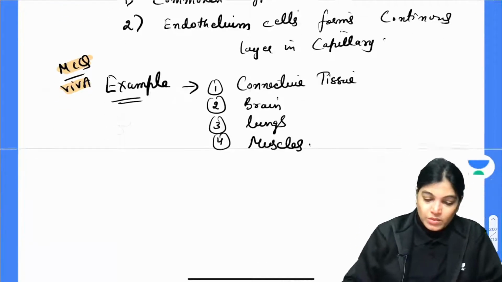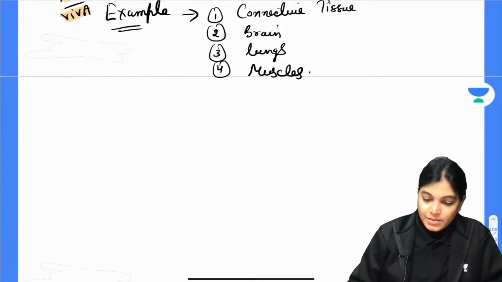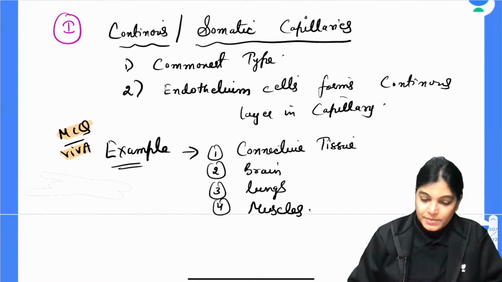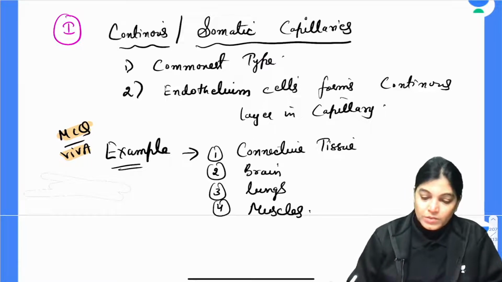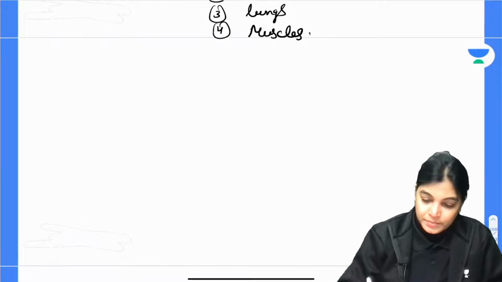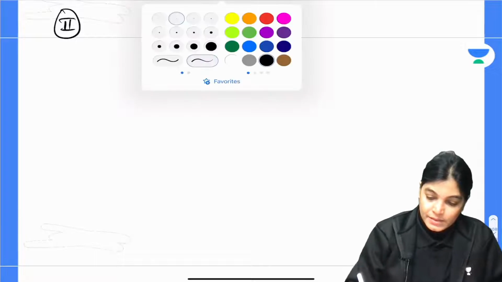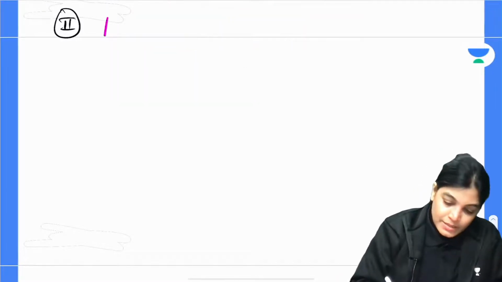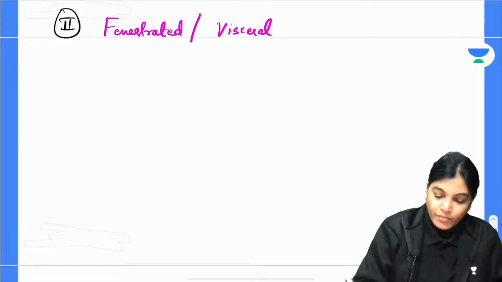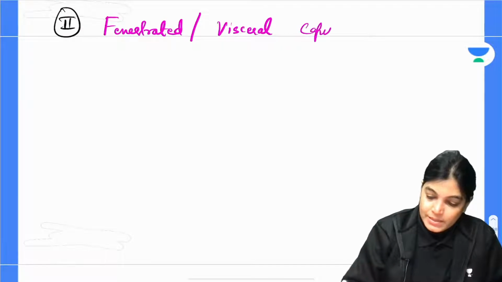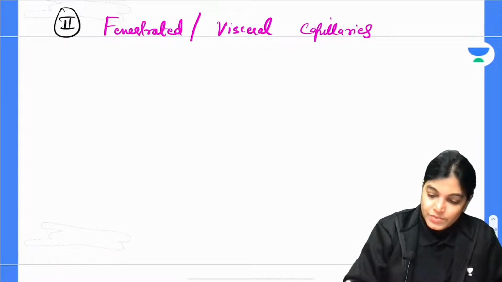So let's move on to the second type. The second category of capillary is the fenestrated, which is also called the visceral capillaries. Fenestrated or the visceral capillaries.